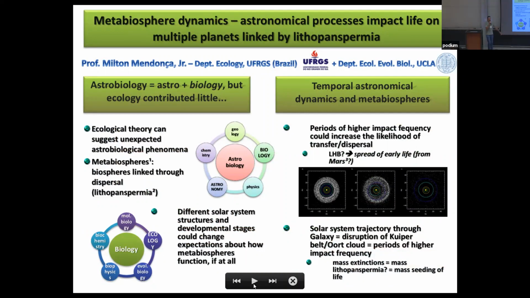Hi everyone, good morning. Milton Mendonça from Federal University of Rio Grande do Sul State in southern Brazil. That makes me an oddball here, as well as being an ecologist and not an astronomer, or even a normal biologist, let's say. But I'm doing a sabbatical at UCLA. I wouldn't miss this thing with Carl Sagan's name on it. And I like astrobiology a lot.